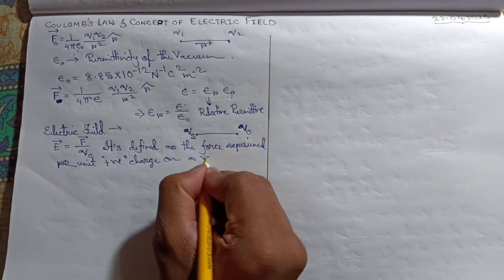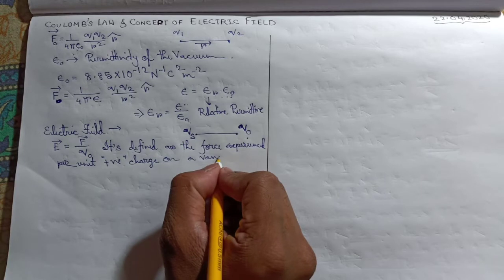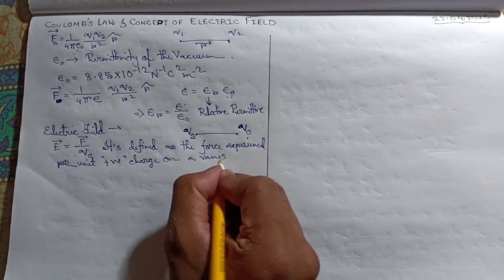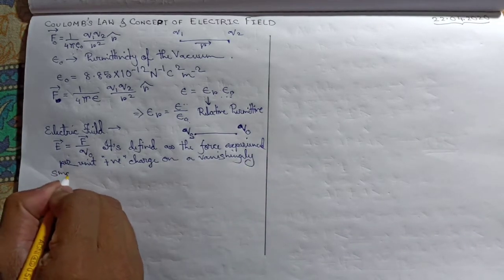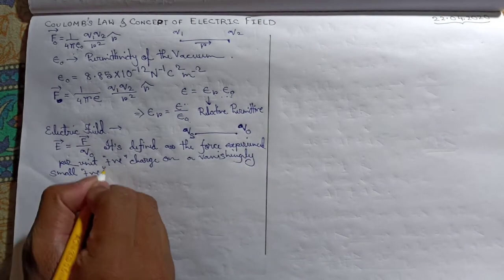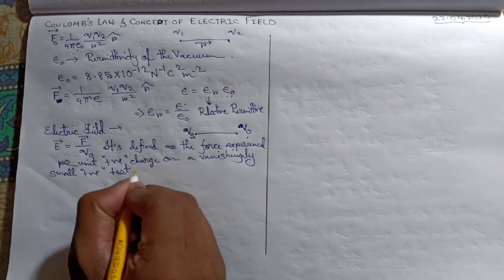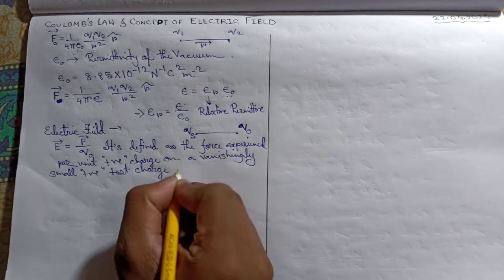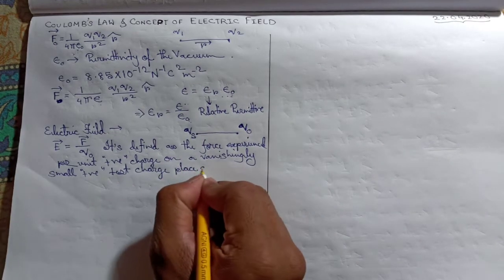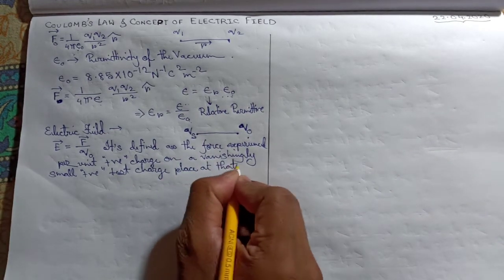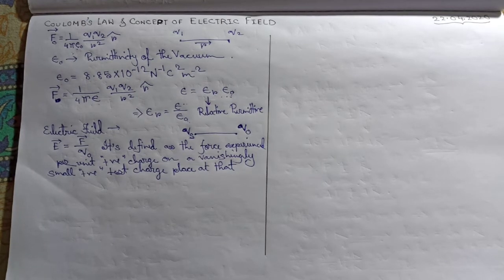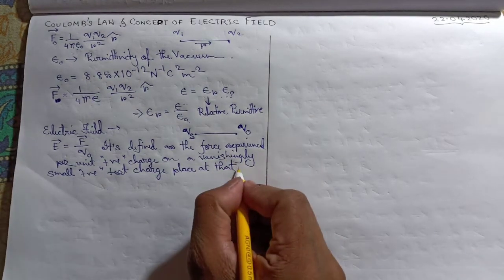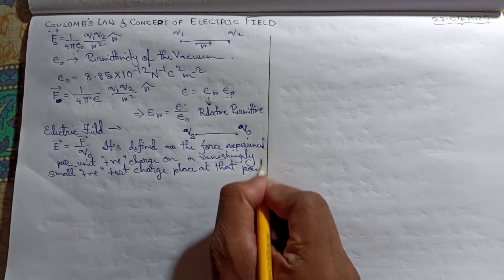on a vanishingly small positive test charge placed at that point. Why vanishingly small? So at any point, the electric field or electric field intensity is defined as the force experienced per unit positive charge on a vanishingly small positive charge placed at that point. So it is quite complicated, right?